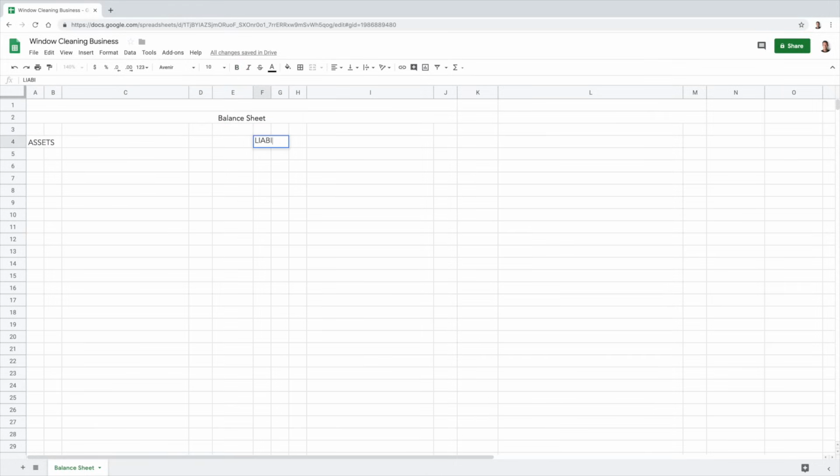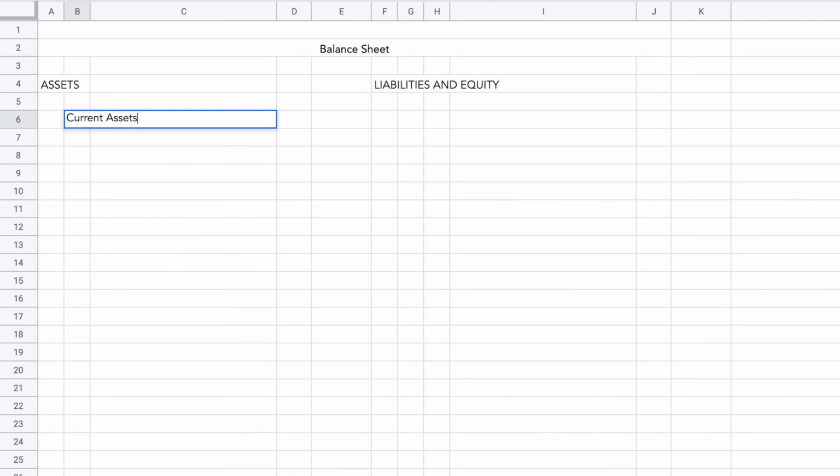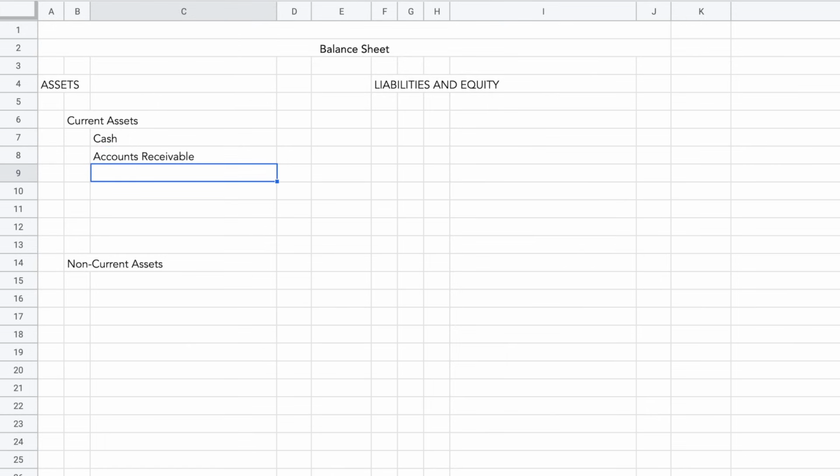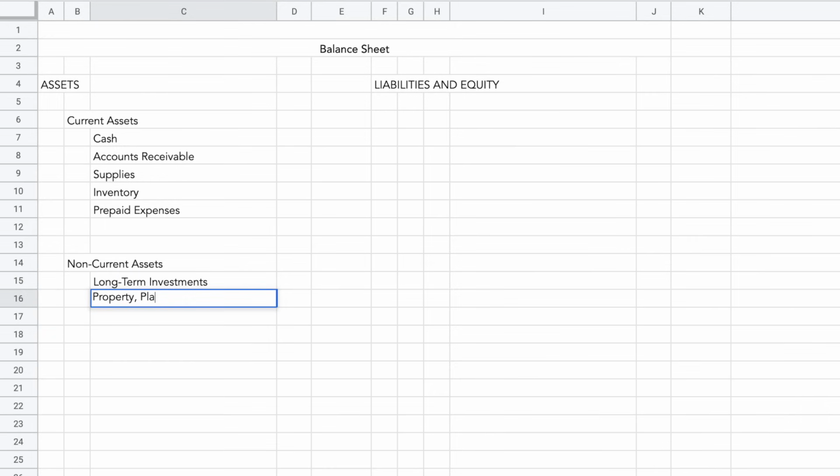Assets are broken down broadly into two main categories: current assets and non-current assets. Current assets are short-term assets that can be converted into cash within 1 year. Some of the most common types of current asset are cash, accounts receivable, supplies, inventory, and prepaid expenses. On the other hand, non-current assets are long-term assets that are used in operations to generate profit. They can't easily be converted into cash, so we expect to hold on to them for more than 1 year. Two common types of non-current asset are long-term investments and property, plant and equipment.